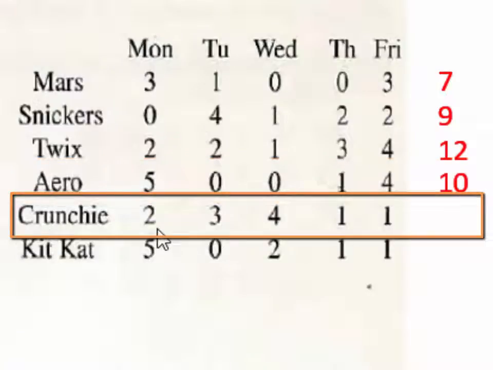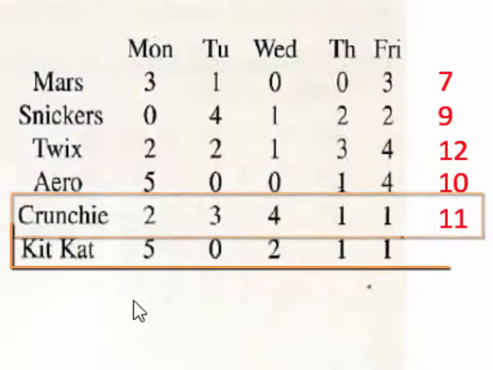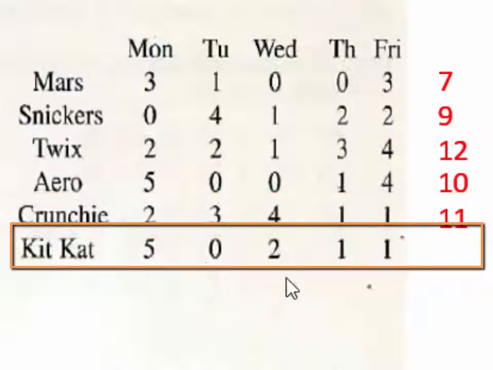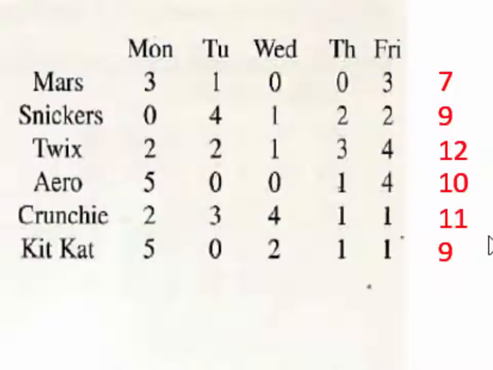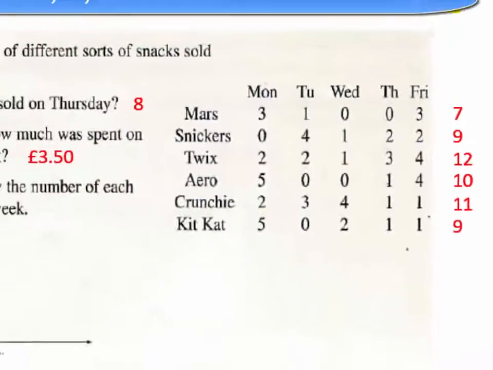And Crunchy, 2 plus 3 is 5, plus 4 is 9, 10, and 1 more, 11. And finally KitKat, 5 plus 0 plus 2 is 7, plus 1 is 8, plus 1 is 9, total of 9. So we've actually worked them out now, so we can now plot a bar chart against these snacks. 7 for Mars, 9 for Snickers, 12 for Twix, 10 for Aero, 11 for Crunchy, and 9 for KitKat. Something like this.